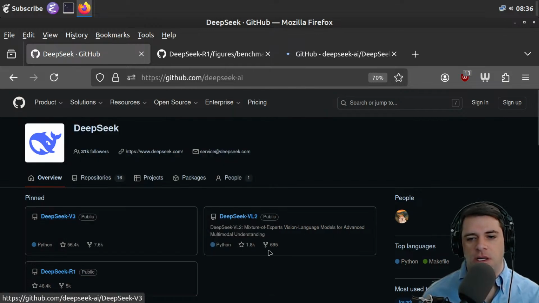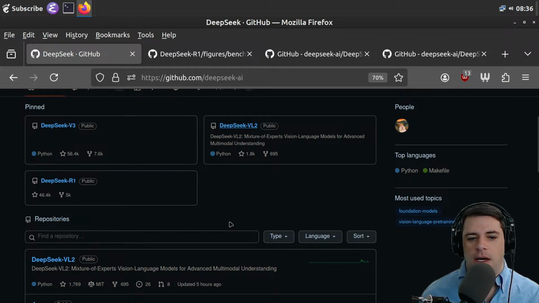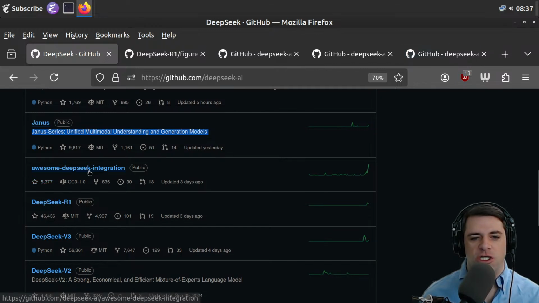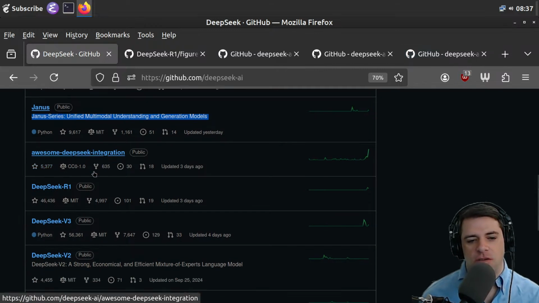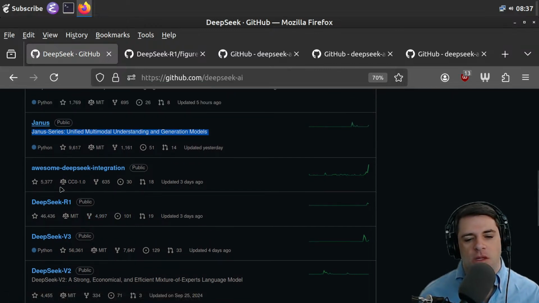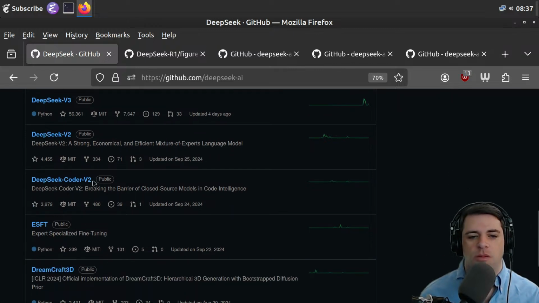Deepseek V3 and whatever VL2, I don't know how VL2 is different from V2. Those are repos. I think they have code. There's Janus, Unified Multimodal Understanding and Generation Models. I don't know what that is. There's awesome Deepseek integration. I'm guessing these are just links out to various integrations of Deepseek. And then we have the R1 repo, which is just the paper, the V3 and V2, and Deepseek Coder, which is presumably some coding model.